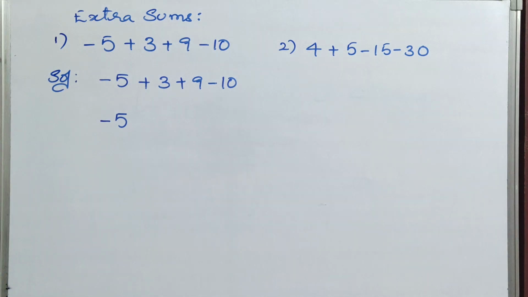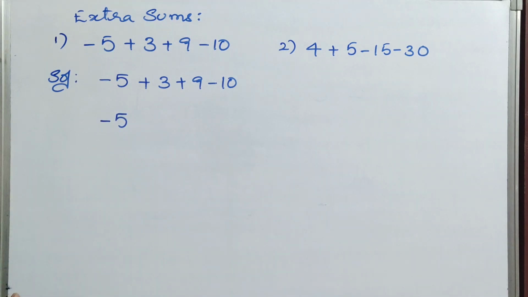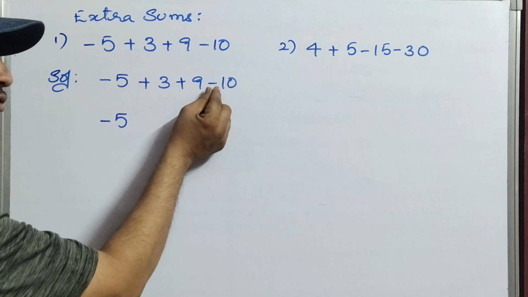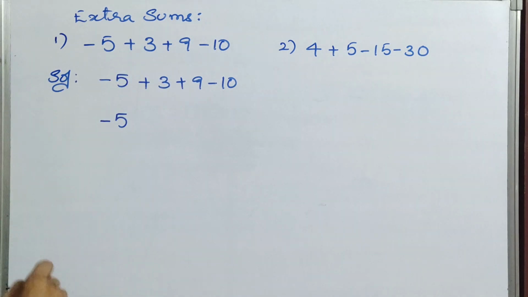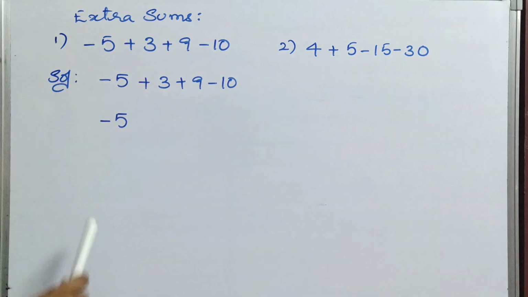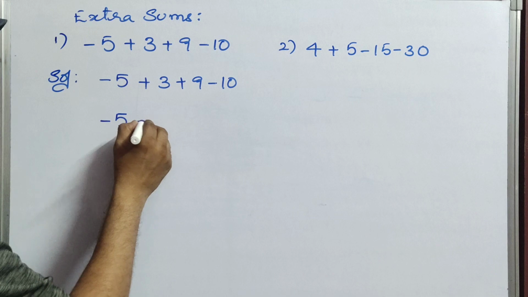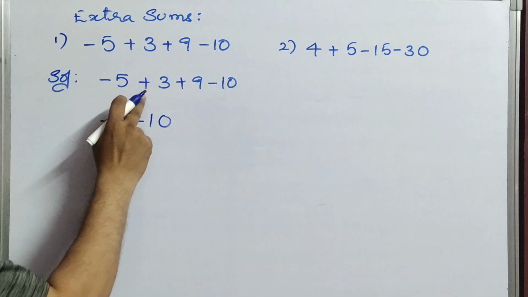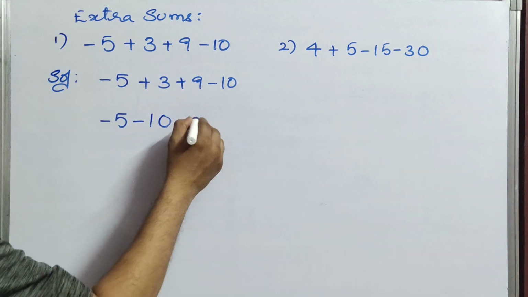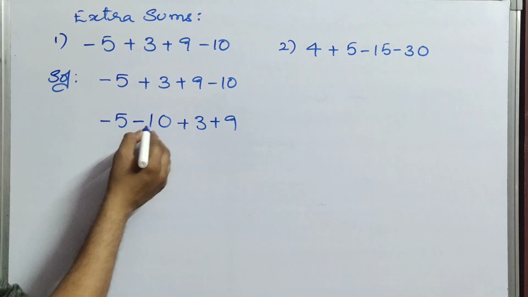Again you will have a confusion. I have seen many people feel that 9 is minus, but 9 is not negative. 10 is negative. The number before the symbol we have to consider. The number before the symbol only we will consider for this. So -10, write here -10. So what are the next numbers? +3 plus 9.